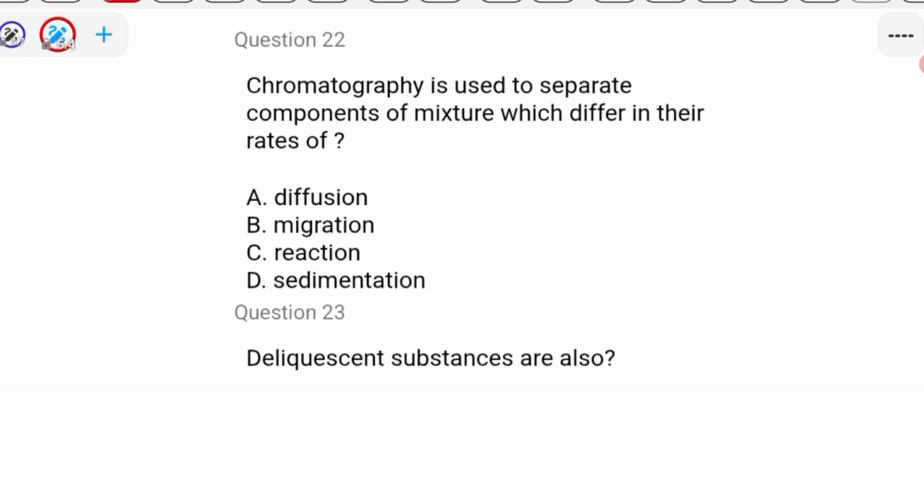Next one, chromatography is used to separate components of a mixture which differ in their rates of... First of all, you need to understand chromatography. In chromatography, you have different colors or different components that are moving at different rates, at different speeds, because of their solubility. So what's going to help you in this case is the migration or the movement of these colors. It depends on the speed of migration of these colors on the paper that is used. So the answer is the migration or movement of the colors at different speeds. So that's option B.